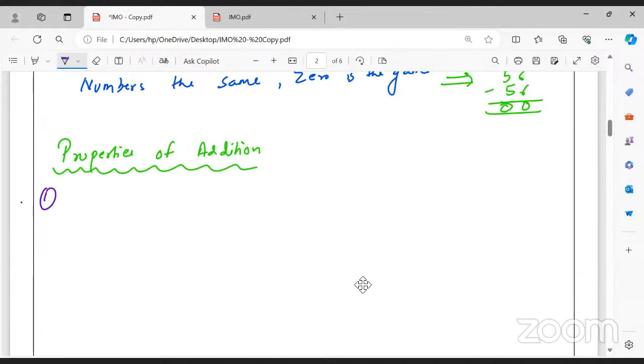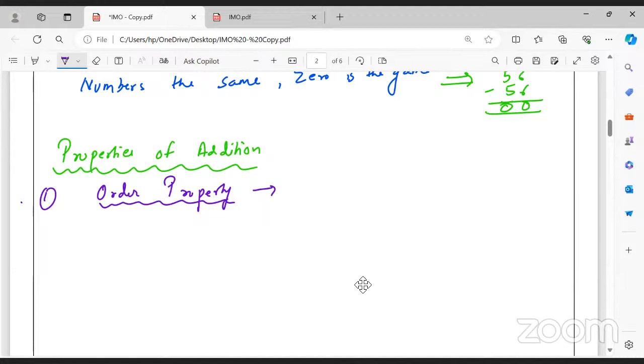Is my screen visible? Yes. I'm going to tell you the word and you are going to tell me an example of it. Okay. So the first property is order property. Very good. Numbers can be added in any order. The sum remains the same.